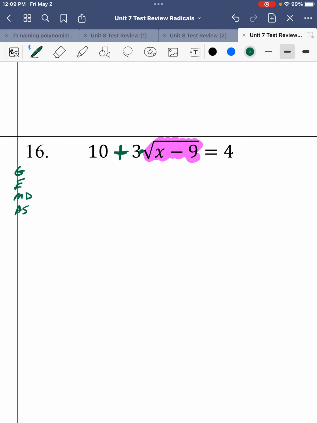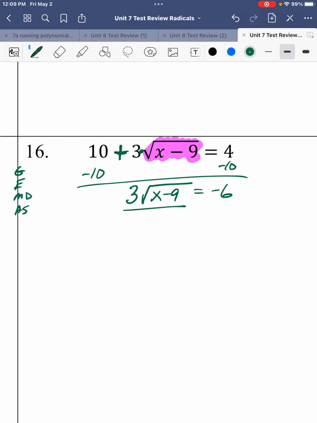So you have addition, we're adding 10, we got to subtract 10 first. That's a positive 3, so I'm going to keep it a positive 3. And then divide by 3. You get the square root is now isolated. Awesome. And that's negative 2.